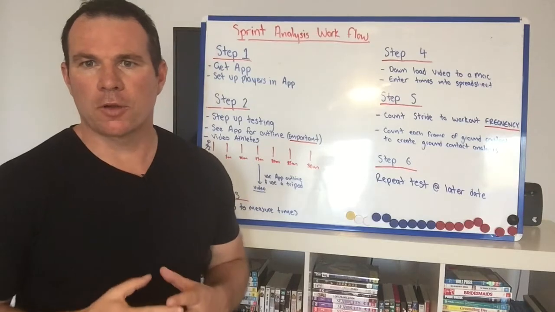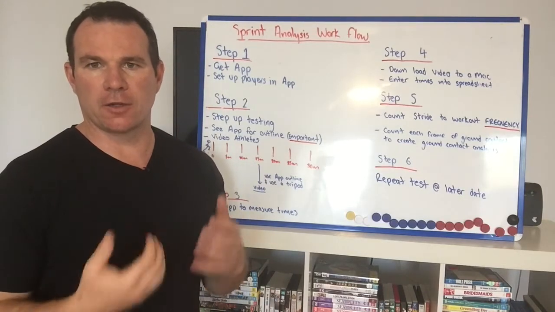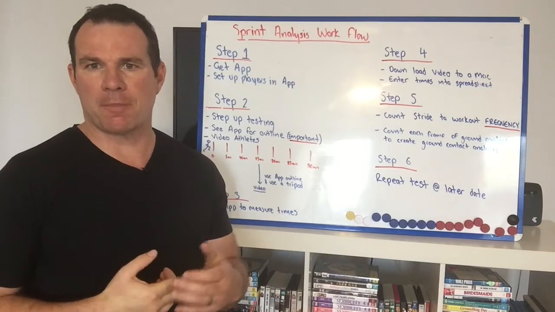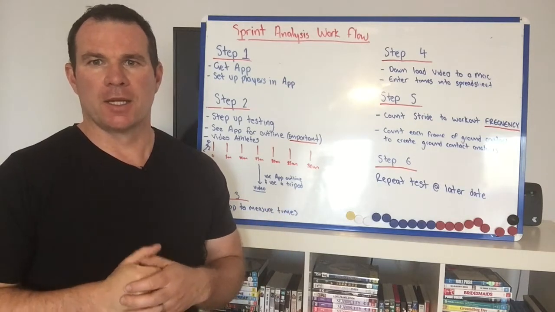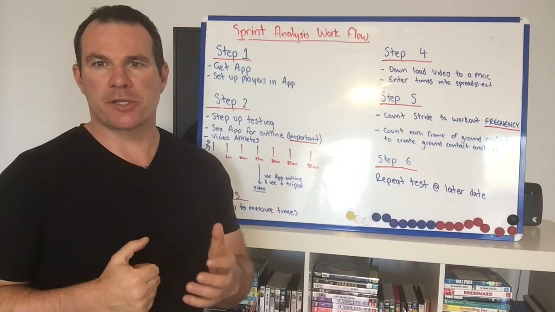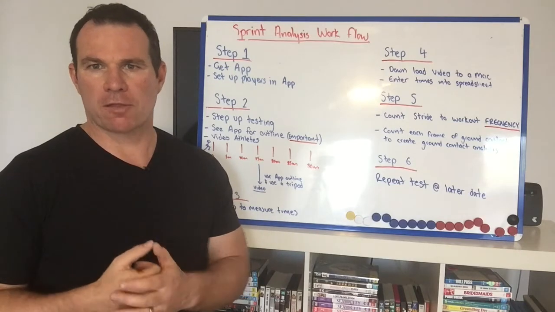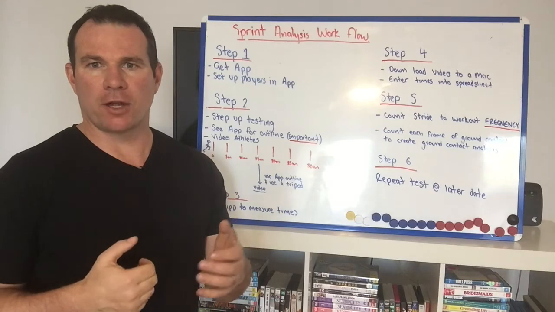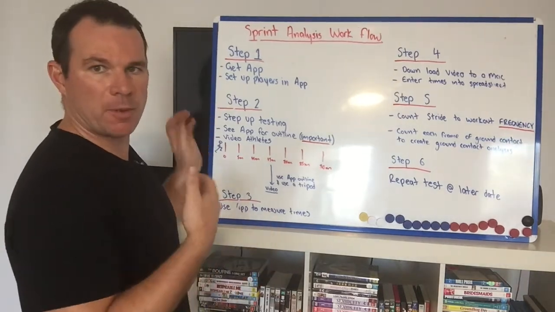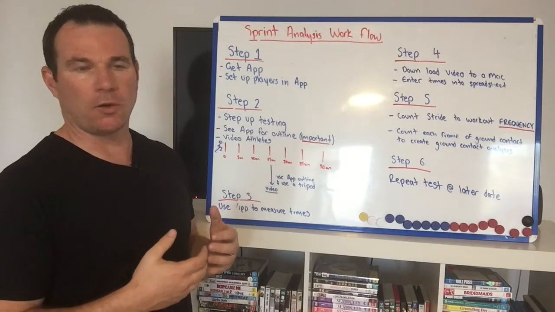Okay, so let's take a look at the workflow to create a really good detailed sprint analysis using the My Sprint app and the video that app creates, and then combining that with the spreadsheet that I've created to work out stride frequency and ground contact time. Now, quickly going through this, remember you can pause at any stage to take a look.